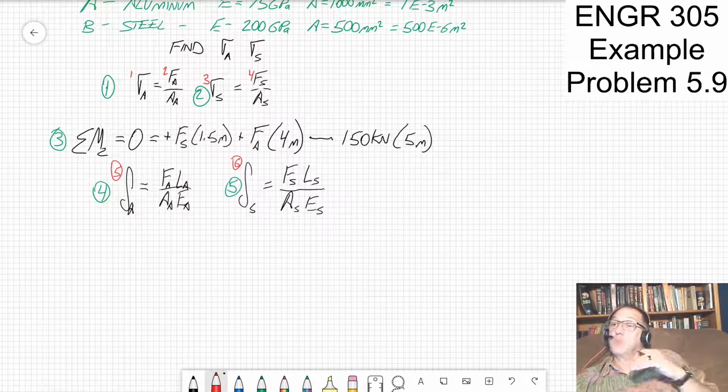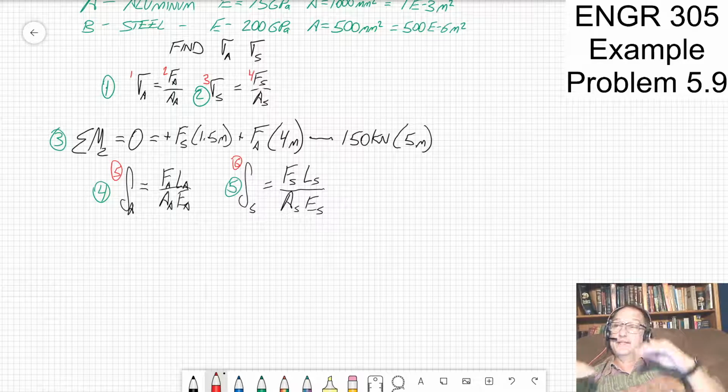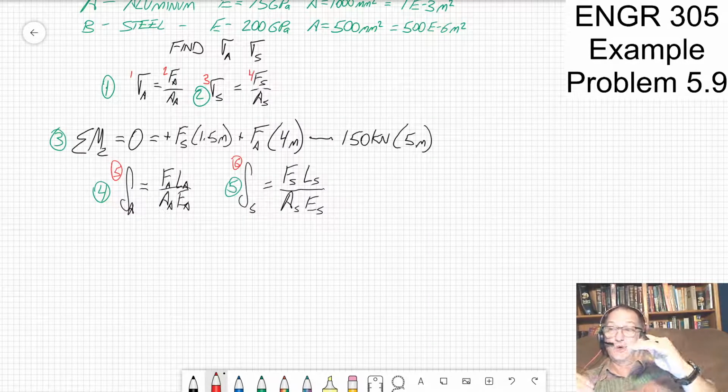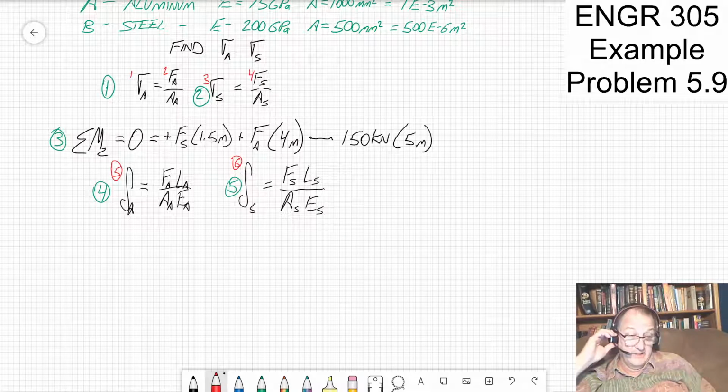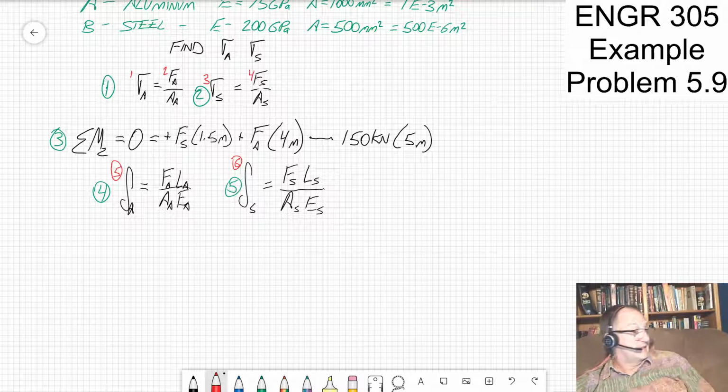And so here's where, on the other problems, we tied together the deflection of one part of the model with the deflection of another part of the model. And this is a little different. The other ones were tied together with a rigid plate, and so the deflection of one was the deflection of the other. It's not that way this time.